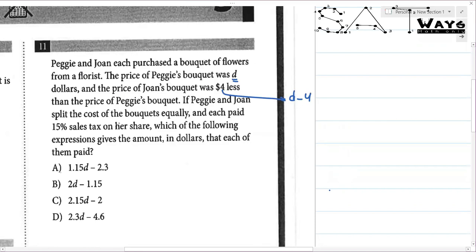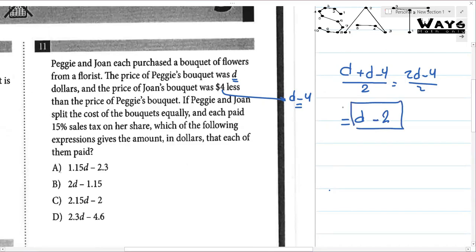If Piggy and John split the cost of the buckets equally between them. So both, which is the first one, Piggy, plus his friend John, which is D minus 4, split the cost equally, which is divided by 2. So it's supposed to be (2D minus 4) over 2, which is D minus 2, because 2D divided by 2 is D, and negative 4 divided by 2 is negative 2. Each of them will pay D minus 2 when they split the cost equally, and each paid 15% sales tax on their share. Which of the following expressions gives the amount in dollars that each of them paid?